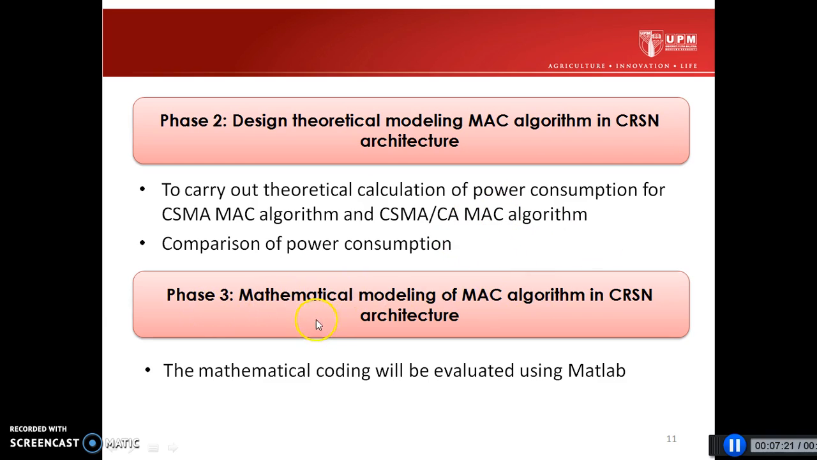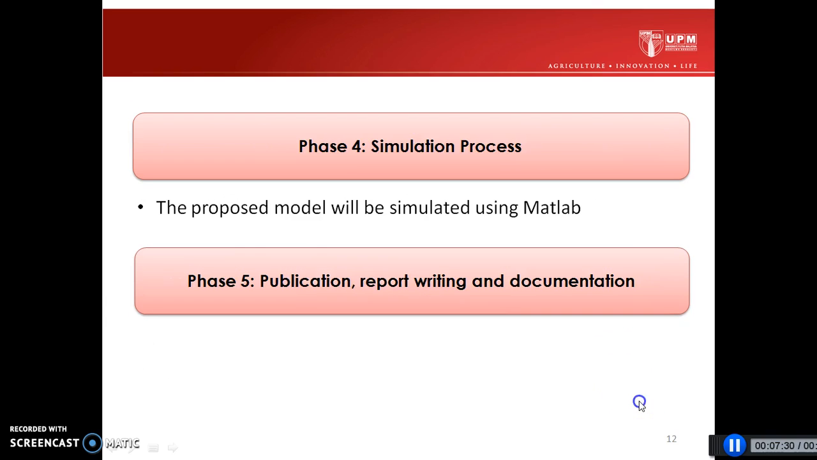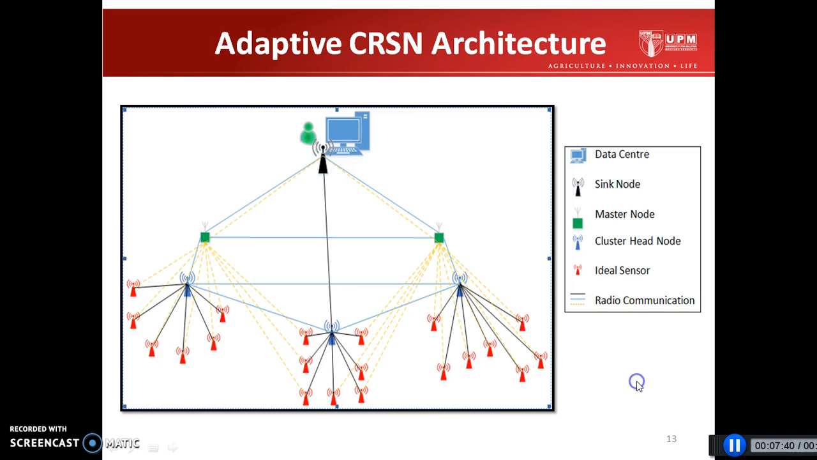And the third phase is the mathematical modeling of the MAC algorithm in CRSN architecture. It is basically mathematical coding using MATLAB. And the fourth phase is the simulation process. This proposed model is being simulated using MATLAB. And lastly, the fifth phase: publication, report writing and documentation.